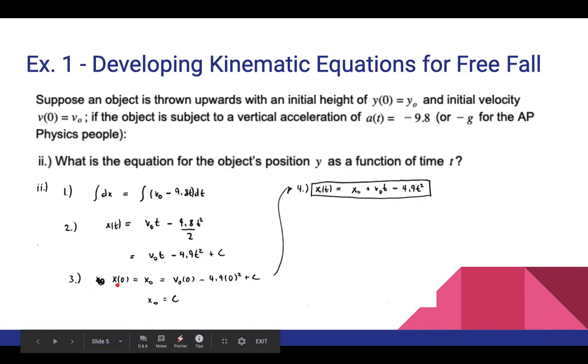So at t equals 0, y at t equals 0 is going to be equal to x naught or y naught, whatever you want to call it. Then we plug in t equals 0 on our right-hand side, which gives us v naught times 0 minus 4.9 times 0 squared plus c, which leaves us just c, so y naught is equal to c. If we replace c with y naught, that gives us our equation of motion. Y of t, our position at any time t, is equal to our initial position plus our initial velocity times time minus 4.9 times t squared, which for y'all in AP Physics last year is one of our main kinematic equations. So we can see that kinematics is nothing more than application of differential and integral calculus.